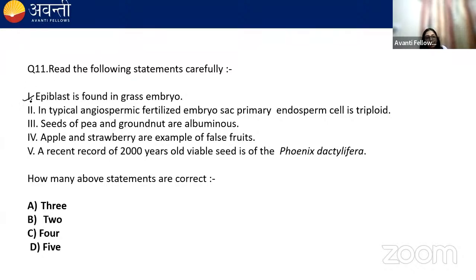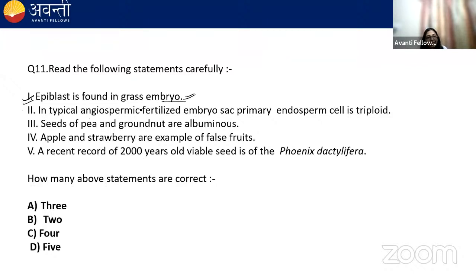Okay, so statement number 1 says epiblast is found in grass embryo. Absolutely correct. Epiblast is the rudimentary cotyledon or the second cotyledon. Grass embryo has a very large, single cotyledon, which is the scutellum.